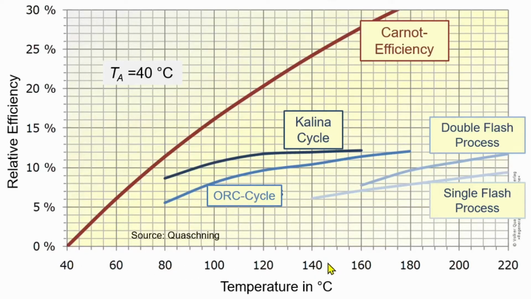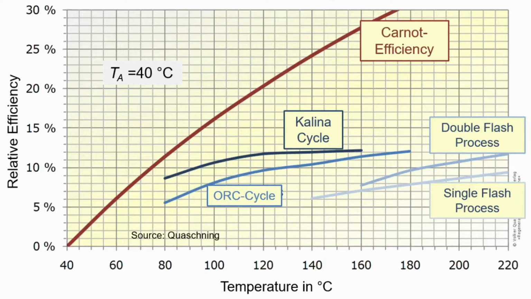So if we go up, for example, to 140 degrees, we would have a temperature difference of 100 degrees for the Carnot efficiency. It would be in the vicinity of 24% of possible conversion efficiency. The best available efficiency is the one from the Kalina process. So we see here we will be in the vicinity of 12%. The open Rankine cycle is in the same vicinity, a little bit above 10%, 11%, 12%.